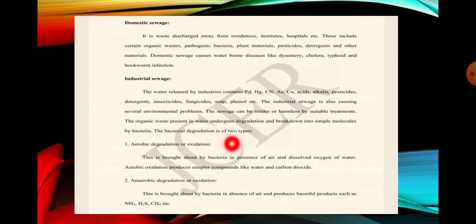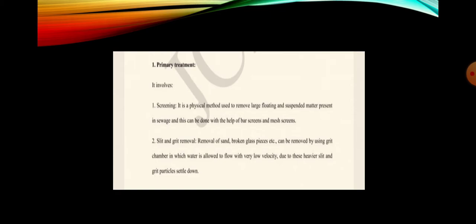There are two types of bacterial degradation, aerobic and anaerobic. Aerobic means in the presence of air and dissolved oxygen in the water. This is aerobic degradation or oxidation. Anaerobic means in the absence of air or oxygen, that is called anaerobic oxidation. Next, what is primary treatment?